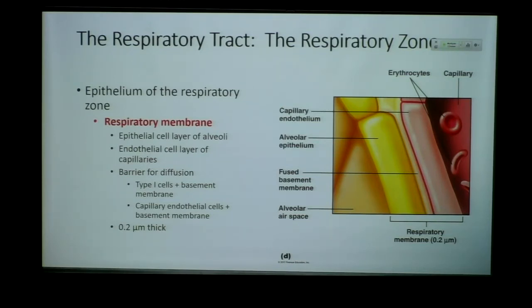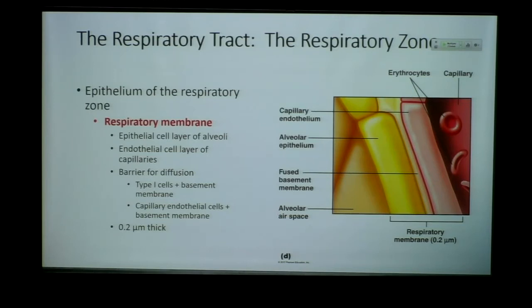So we talked about the upper airway and the respiratory tract. And then of the respiratory tract, there were two components, the conducting zone and the respiratory zone. And then of the respiratory zone, there's the respiratory membrane, okay? So the respiratory membrane is created by the epithelial layer of the alveoli, those type 1 alveolar cells, and the endothelial layer of the capillaries from the blood vessels in this region.